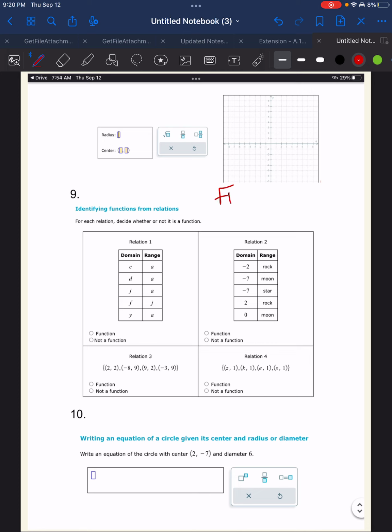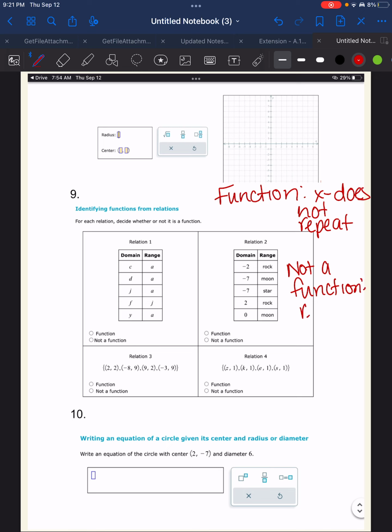A function means X does not repeat. Don't repeat your exes. Not a function means you're repeating them exes. You're going back to them. Shame on you. Toxic relationship. I'm not judging. All right, let's look at number 1.